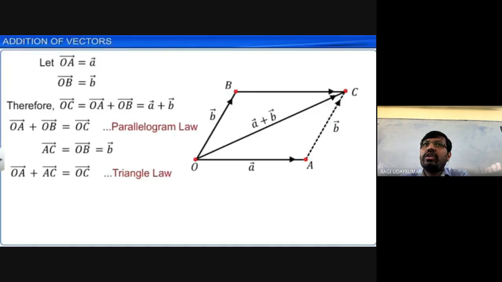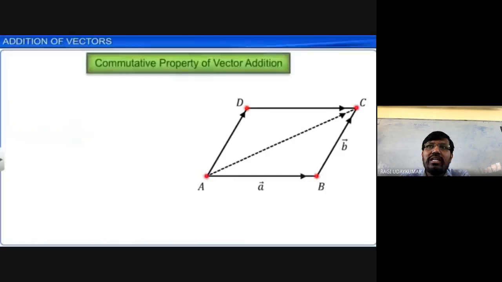As per the triangle law, OA plus AC is equal to OC. AC can be written as OB. AC का प्लेस में OB लिख सकते हैं. So OA plus OB is equal to OC. The first one is the parallelogram law, the second one is the triangular law. Both are addition of vectors only.